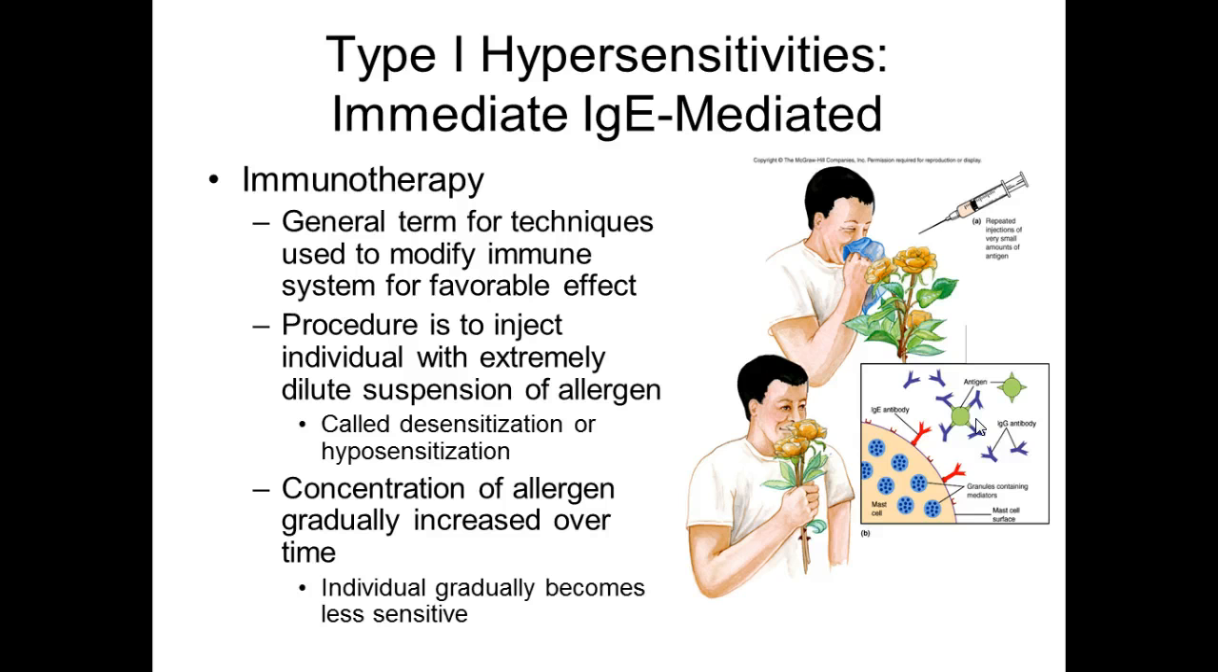happening, right? So what they do is they give you a series of shots of increasing dosage over time, right, into your tissue, into your skin, so that you produce IgGs instead of IgMs. And I'll tell you, I went through this therapy for about 6 months before I ended up having to move to another part of the country.